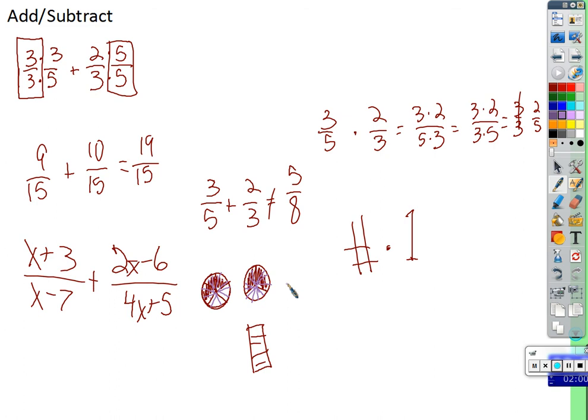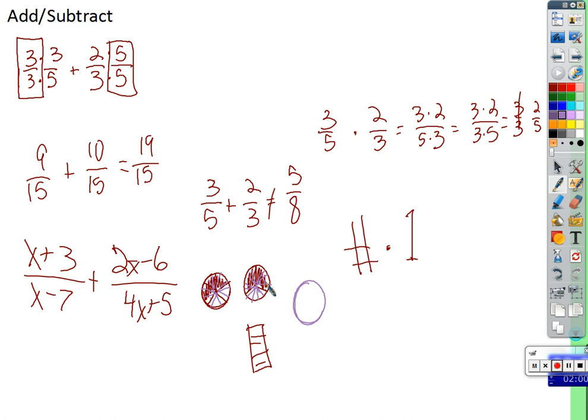Clearly, let's look at it being 5/8. When you look at the picture, it's completely ridiculous. Look at these 3 pieces. These 3 pieces that I've colored in red look to be a little bit more than half. These 2/3 are clearly more than half of the pie.